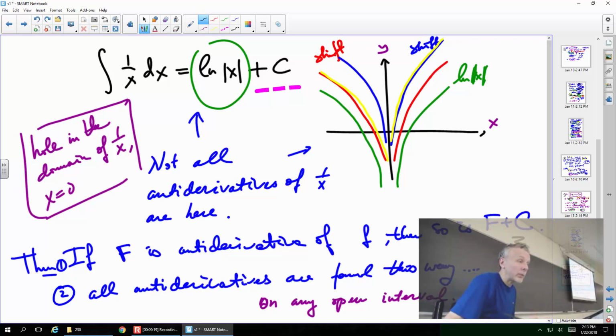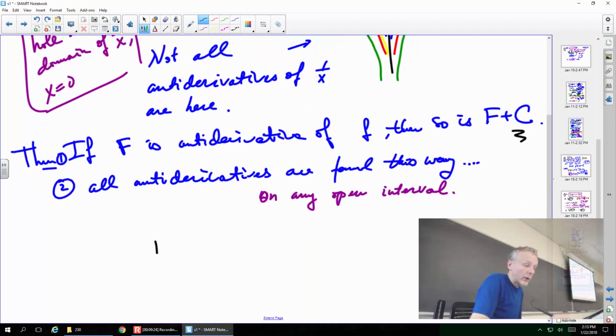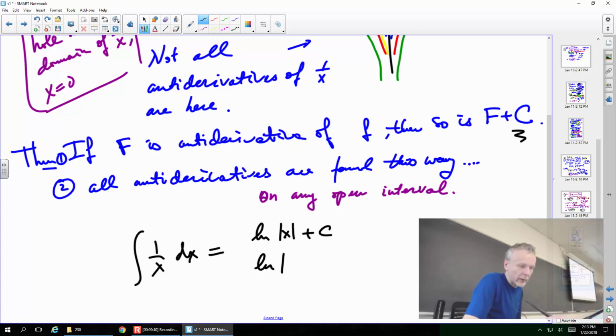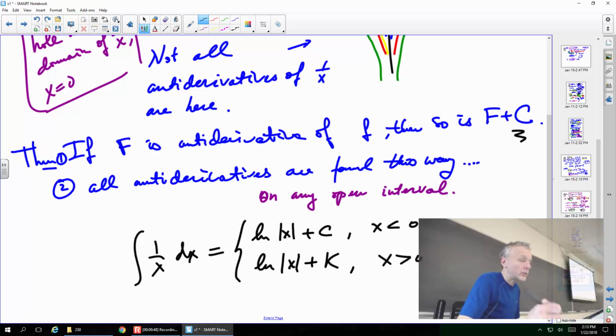So the correct answer would be not ln x plus c, but rather like this. The antiderivative of 1 over x is equal to ln|x| plus c if x is less than 0, and ln|x| plus k if x is larger than 0. So two separate shifts. You shift to the left one way, you shift to the right a different way, and they might be misaligned like this.